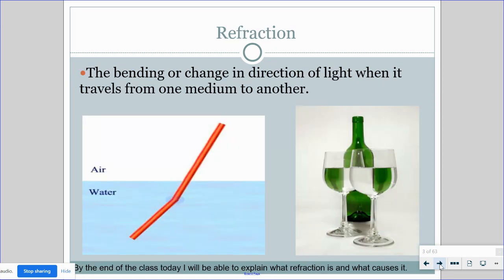So refraction is basically the bending or the change in direction of light when it travels from one medium to another. If you've ever put a straw or an oar or anything from air into water, it almost looks like it bends at the surface of the water. We know it didn't bend, it's a straight straw, but when we put it in, it bends. Here we have a glass with water in it, or wine, and as the light is passing through the glass, through the wine, through the other side of the glass, it totally distorts the image that we see.